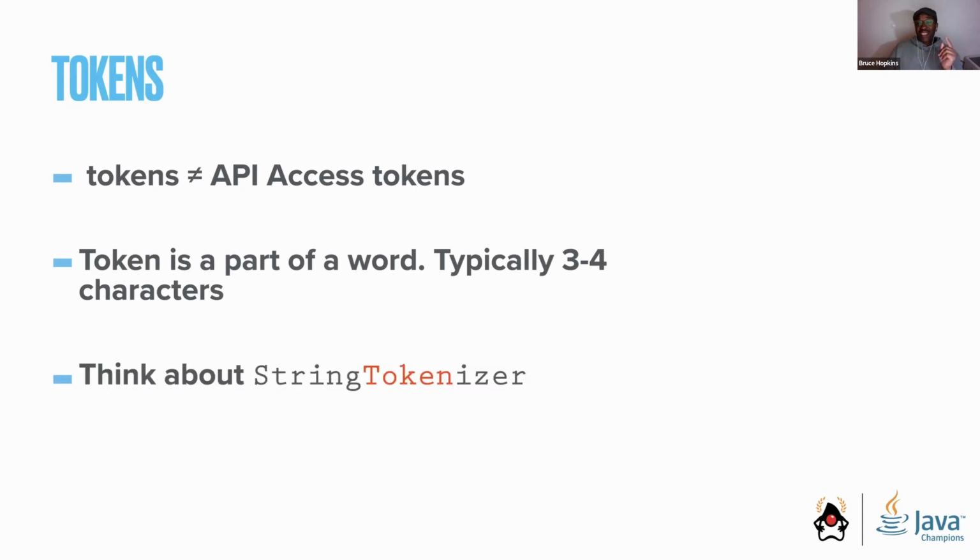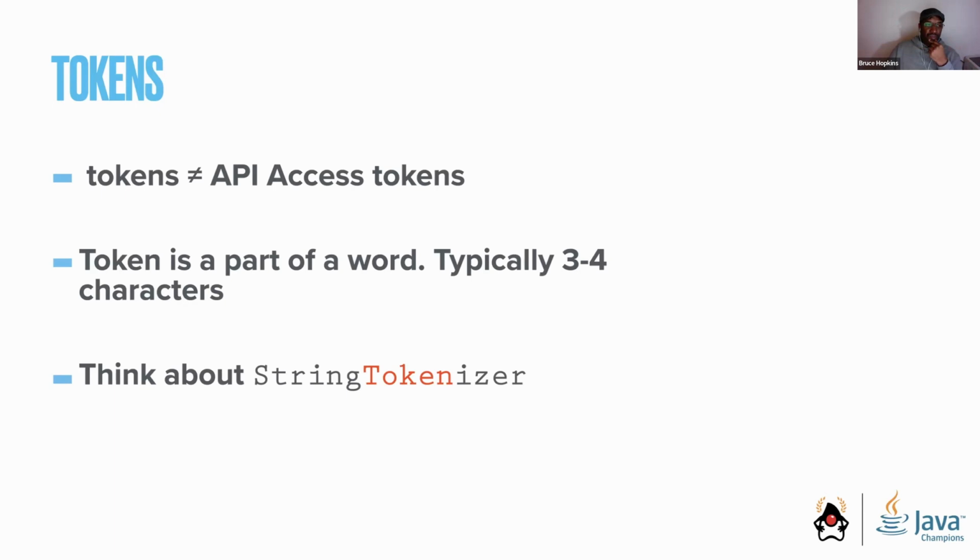Now, as a Java developer, if you've used the string tokenizer, and almost every one of us has, you understand that that's what it actually means. It allows you to get a fraction of a string of characters. So from the perspective of AI, it's just 3 to 4 characters, broken up from a larger part of a word.